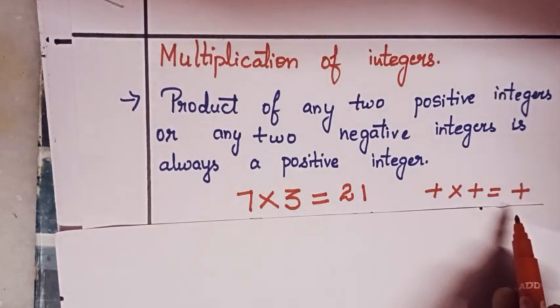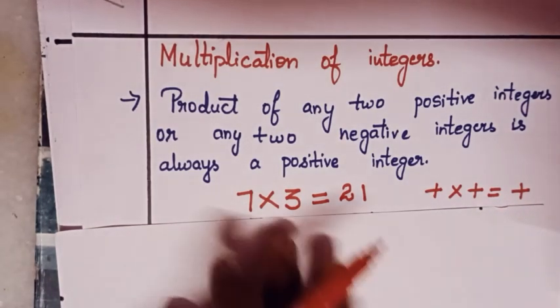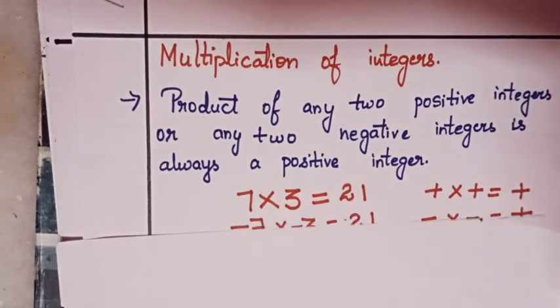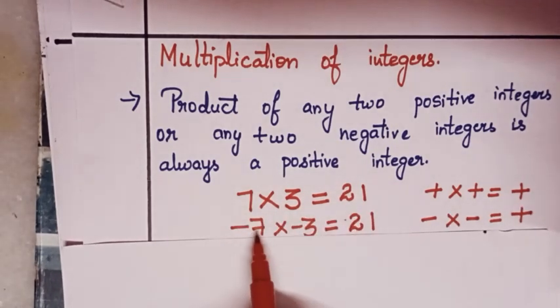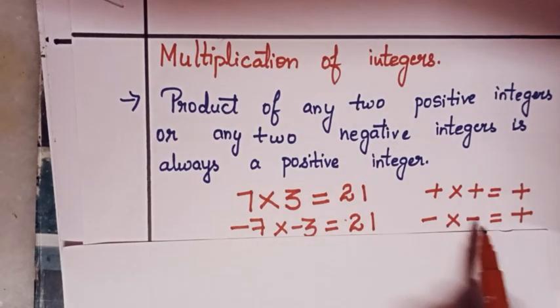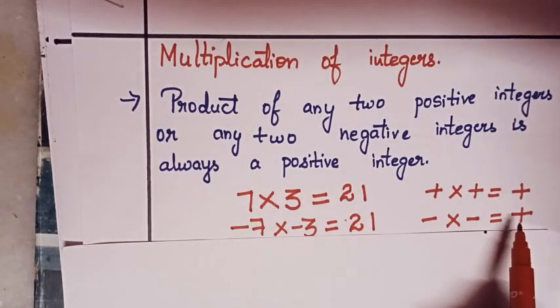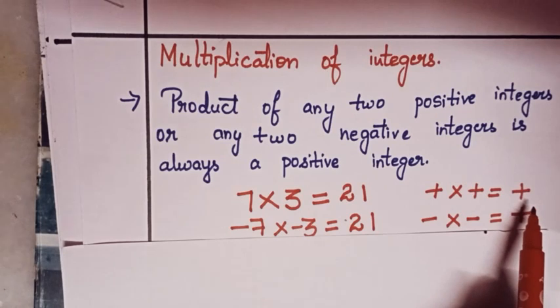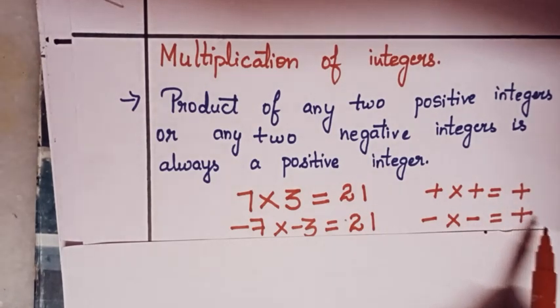Let us take two negative integers, children. Let us take the same numbers. Negative 7 into negative 3. So we get the product as positive 21. So minus into minus also plus only. Plus into plus, plus only. Minus into minus also plus only.